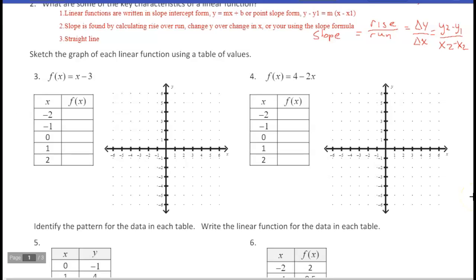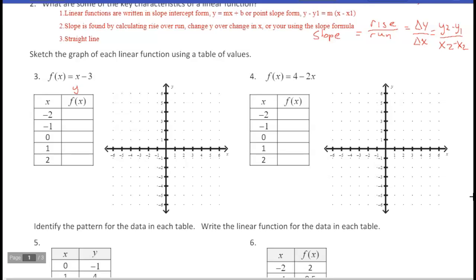So we're going to continue to review here. We're going to sketch some graphs today and make sure that they are linear. So this first one is pretty basic. It's x minus 3. So notice how it's written in function notation. That's just another way that we would have y written. Y and f of x are interchangeable.